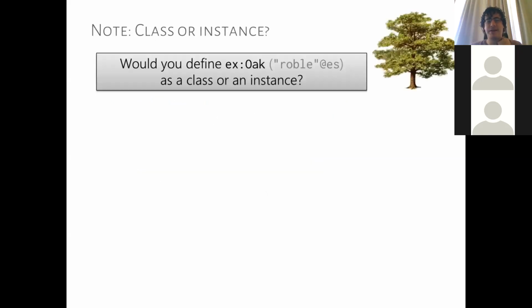Okay, so one thing that's interesting about RDFS is that we don't have a clear distinction between, it's not like the classes are disjoint from the instances. We can have things that are instances and classes at the same time, right? So looking at this question, would you define oak as a class or an instance? Oak is a type of tree, roble in Spanish.